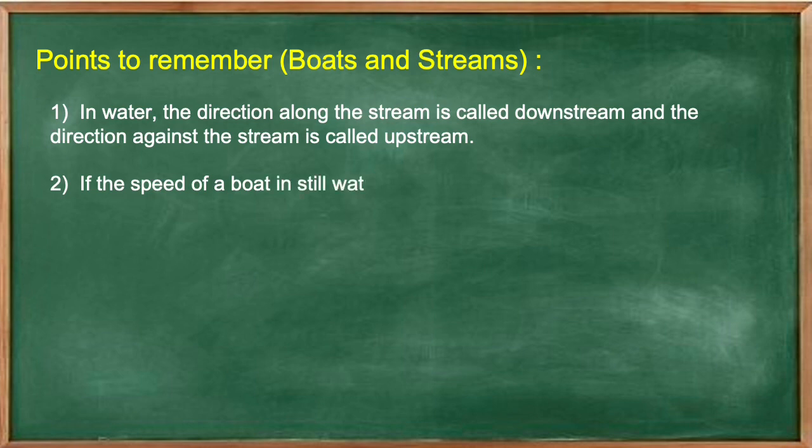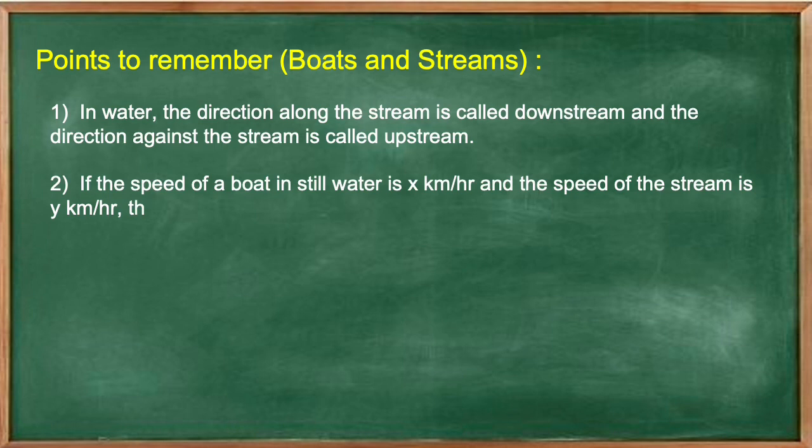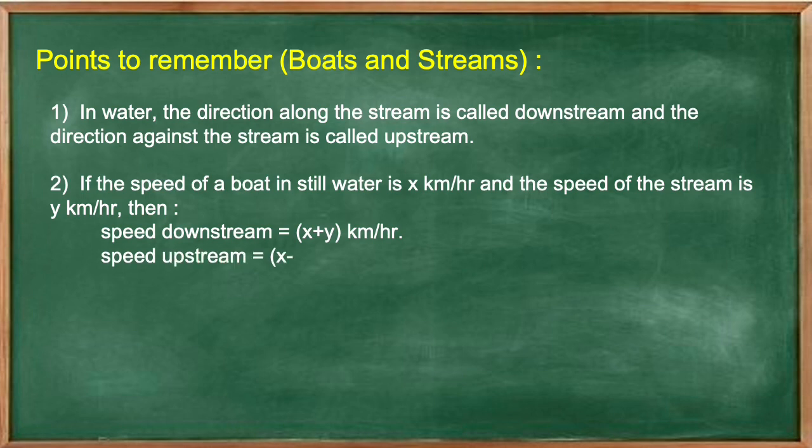If the speed of a boat in still water is x km per hour and the speed of the stream is y km per hour, then the speed downstream is equal to x plus y km per hour and speed upstream is equal to x minus y km per hour.